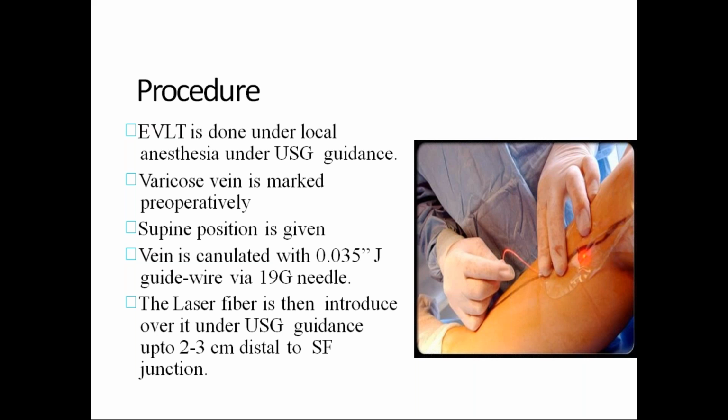The varicose vein is first marked preoperatively, then supine position is given, then the vein is cannulated with a 0.035 J-shaped guide wire via a 19G needle, whereas in sclerotherapy we use a 23 gauge needle. The laser fiber is then introduced over it under ultrasonographic guidance up to 2 to 3 centimeters distal to the saphenofemoral junction.